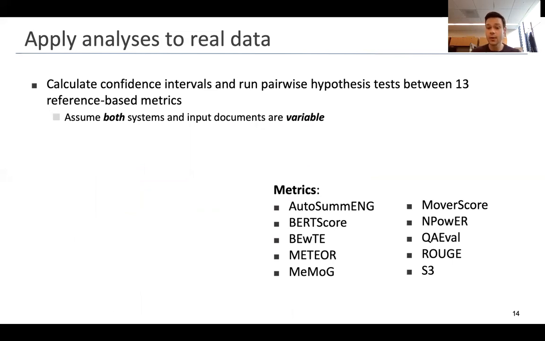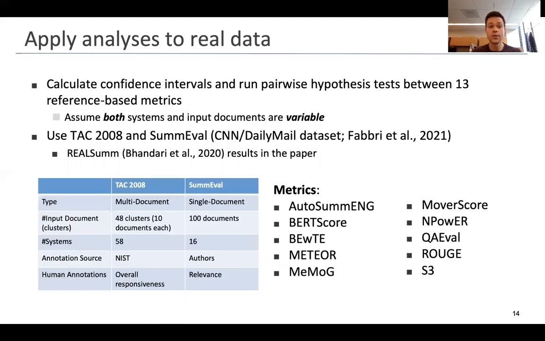So the set of metrics that we're going to use is on the right. And we're going to do this on the TAC data set, which is a multi-document data set with 48 input clusters with summaries from 58 different systems annotated with an overall responsiveness score, as well as the SumEval data set, which is a data set annotated from the CNN Daily Mail, which is a single document data set. There are 100 different inputs with summaries from 16 different systems annotated by a relevance score. And so the overall responsiveness and relevance scores are what we're going to use for our ground truth matrices Z.